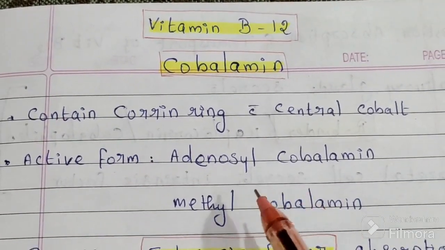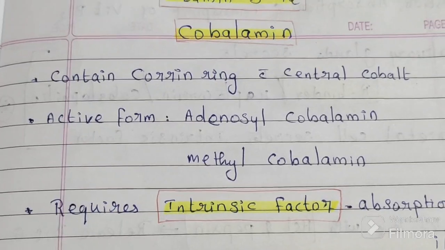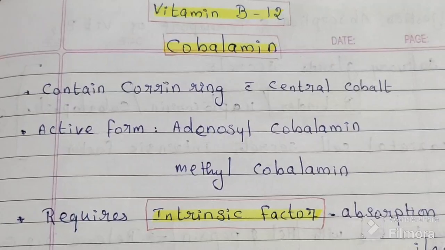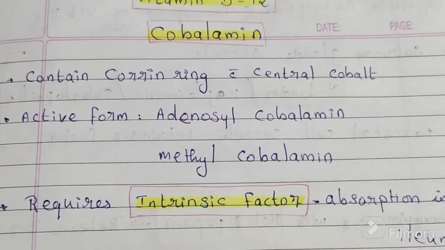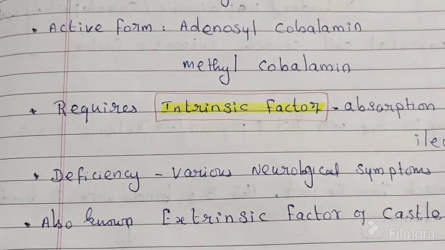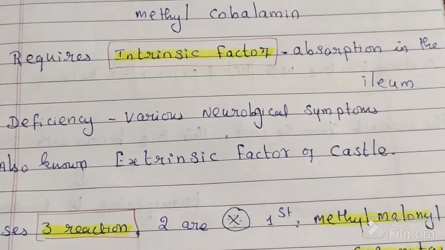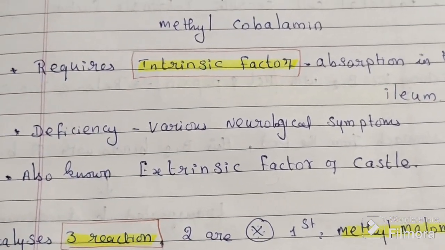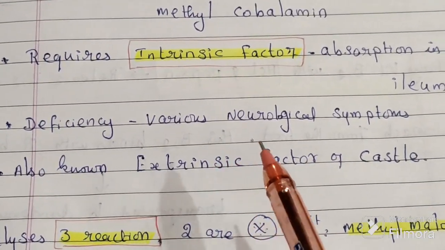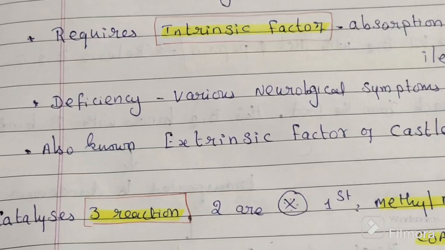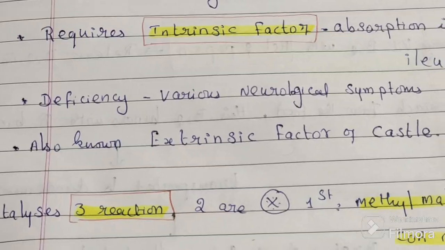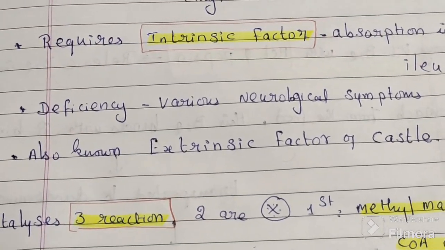It requires intrinsic factor for absorption in the ileum. The deficiency of vitamin B12 leads to various neurological symptoms, known as neurological manifestations.